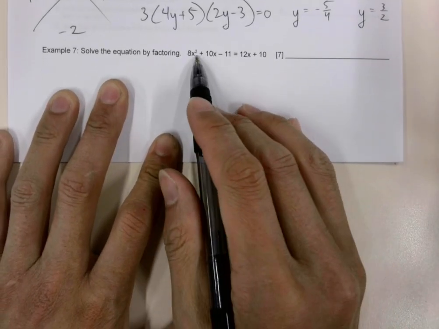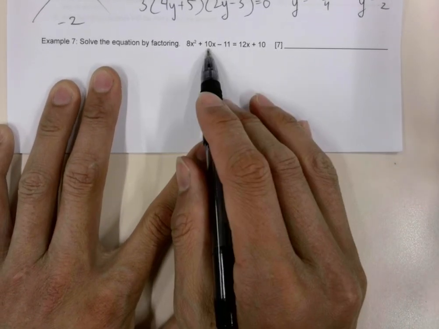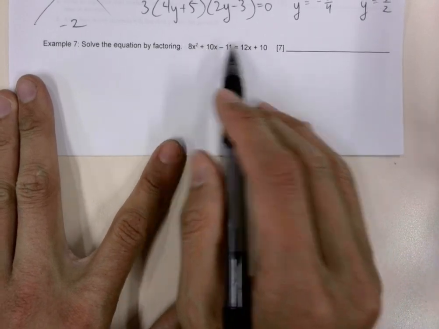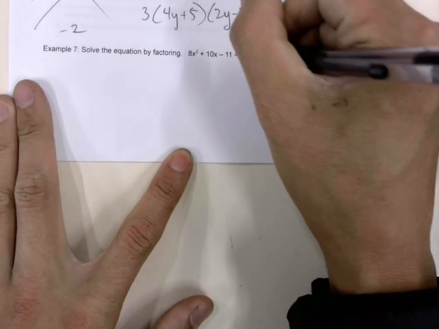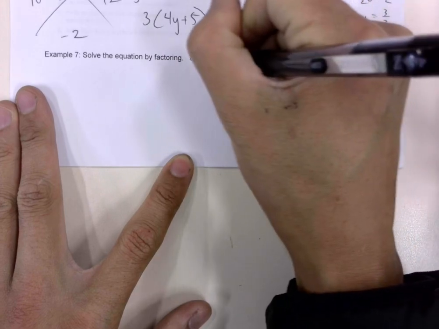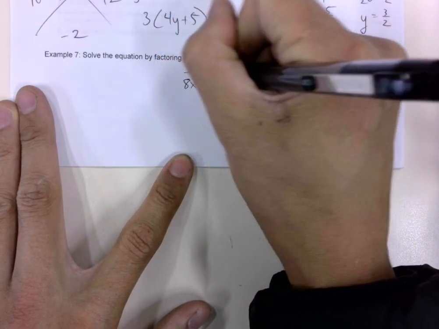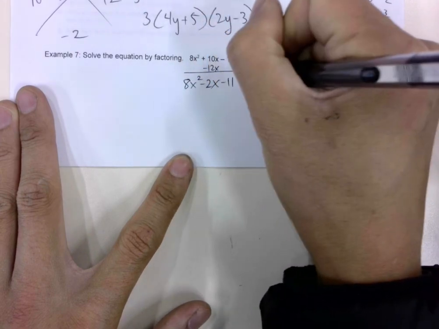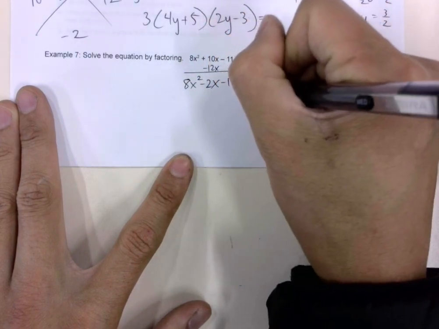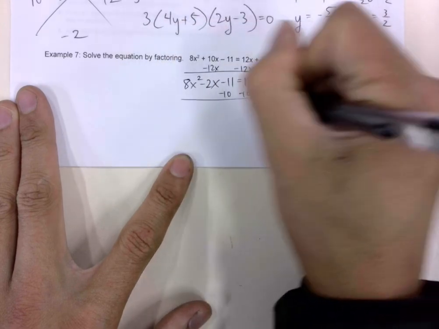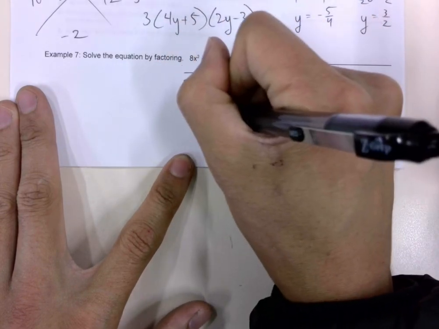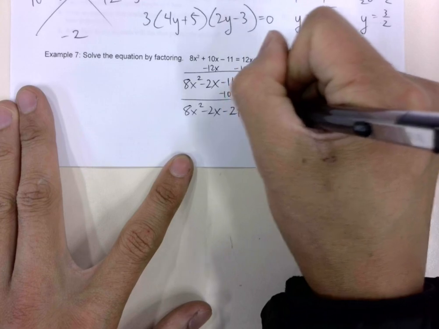All right, our problem here is they're giving us this equation, and we have to start by putting all the terms on one side of the equal sign. So I'm going to subtract 12x from both sides to start out. That's going to give me 8x squared minus 2x minus 11 is equal to 10. Now I'm going to subtract 10 from both sides, and that's going to give me 8x squared minus 2x minus 21 is equal to 0.